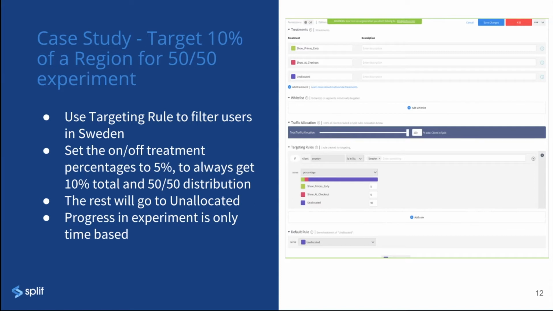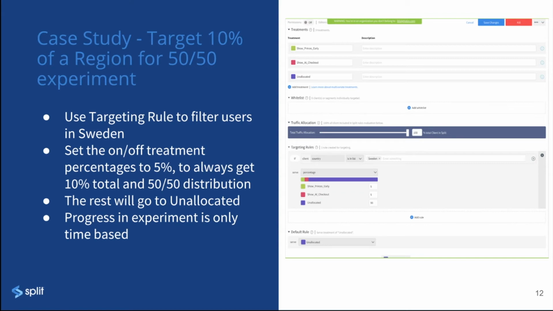In this case study, we want to target 10% of a region population. And then with that 10%, we want to run a 50-50% experiment. Now, since we're using only a specific region, and in this case it's Sweden, we have to use the targeting rule, since the targeting rule allows us to add an attribute. And here the attribute is country. Once we set the country to Sweden, we need to set the correct percentage we want to test. In this case, we need to use 5% for each of the two treatments. Together, the 5% treatments will amount to 10% of users' participation.